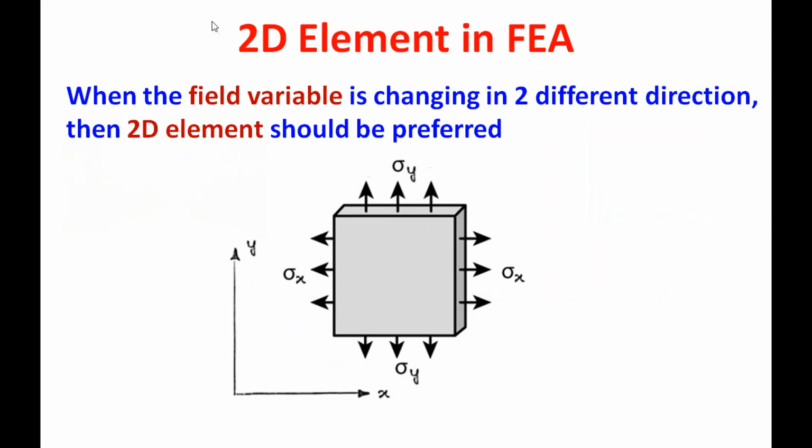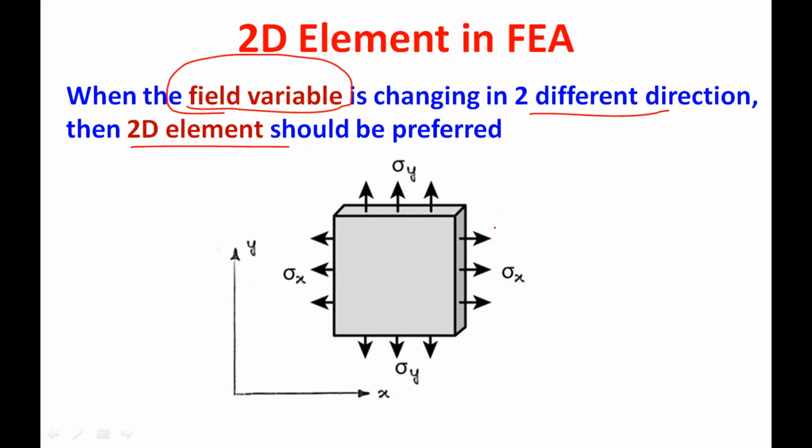In the last part, we have seen when to choose the two-dimensional finite element for solving an engineering problem. The best example for a two-dimensional problem is the biaxial stress plate. In any body, if the field variable is changing in two different directions, then we have to use the two-dimensional finite element to solve the problem.